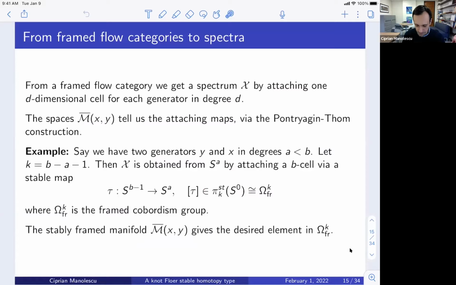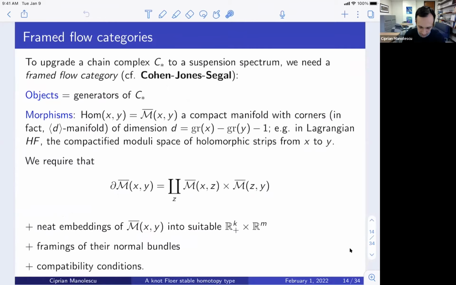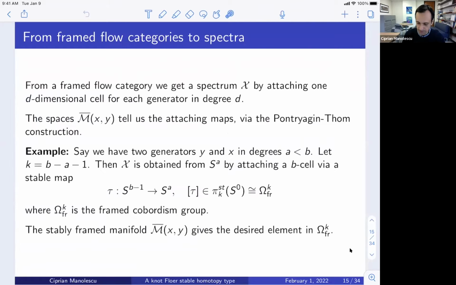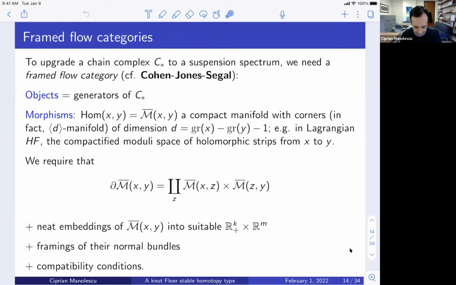This was a simple example. It didn't have any boundary. It's just like a manifold. In general, you have many generators and all these boundary relations, but Cohen, Jones, Siegel tell you how to put them all together and get one spectrum. So all I have to do is construct a framed flow category. I have to construct these moduli spaces M bar XY, and if they satisfy these properties and have all of these framings and embeddings, then I will get a spectrum.